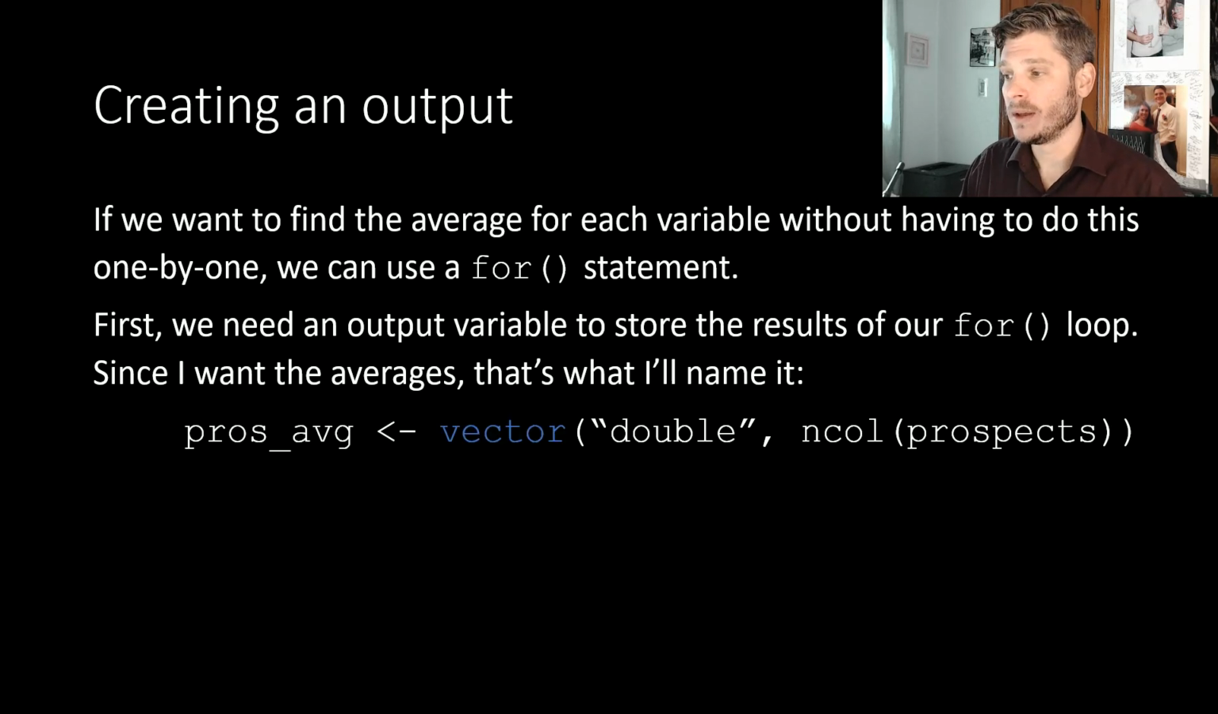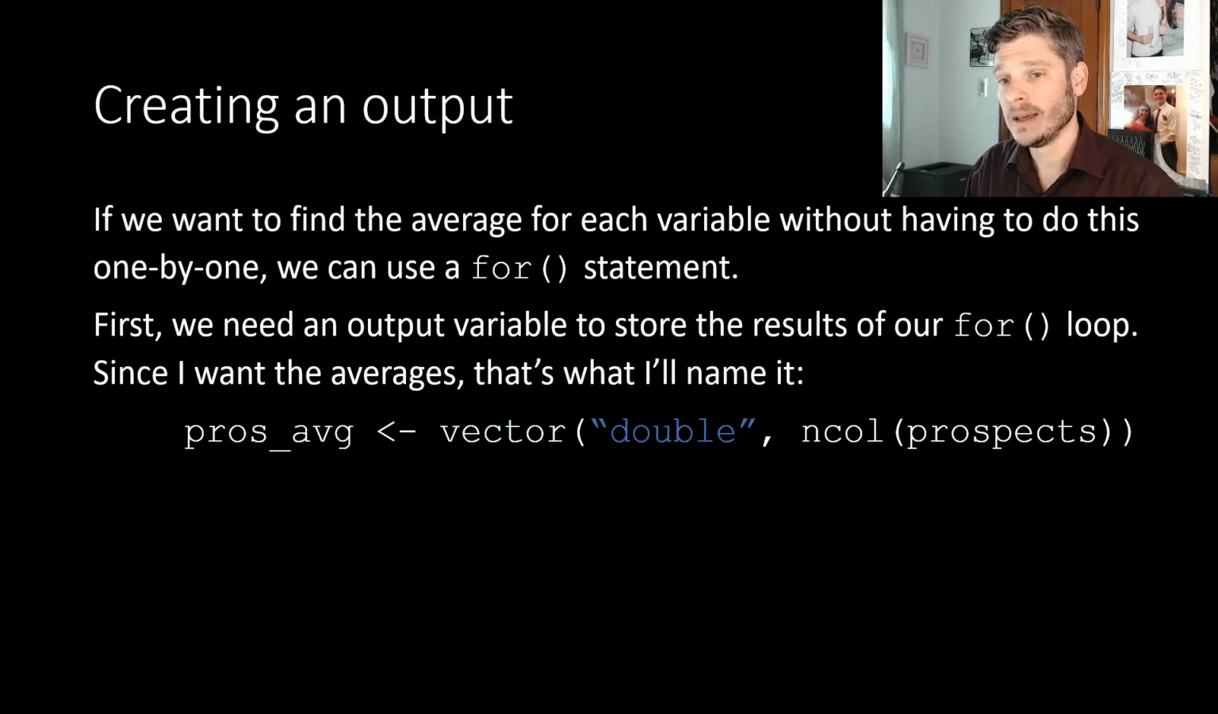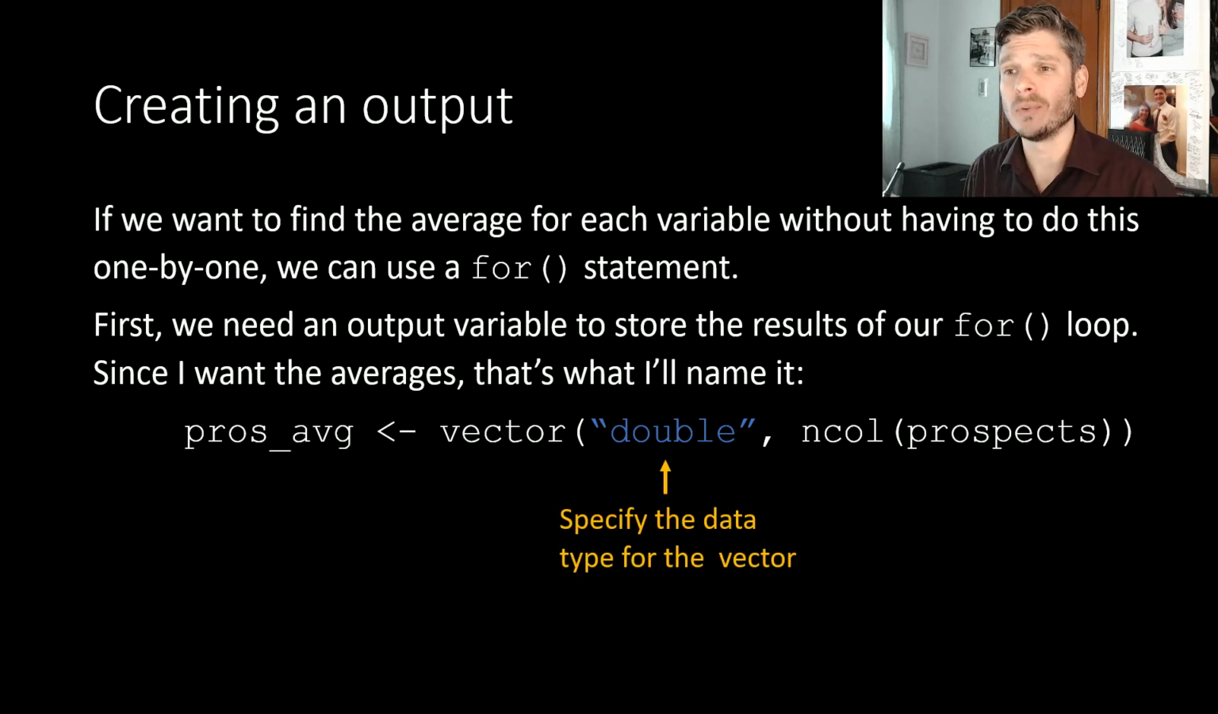So first of all, I want it to be a vector. I'm telling the computer to create a vector in the computer's memory. Then the next thing I want to type is the data type. So I want a double, right? I want my average to be a double. It's a numerical value. In this case, we do want to put it in quotes, whatever the data type is. But again, you could use integers or logicals or even characters. It doesn't really matter, but you do have to specify the data type for that one vector, and we're only allowed to use one data type.